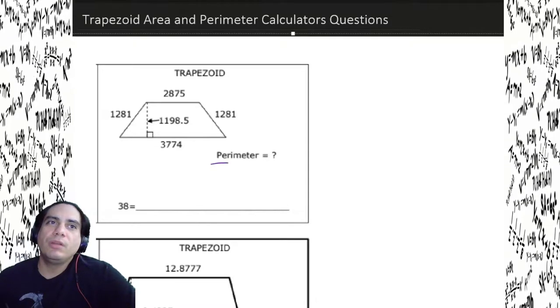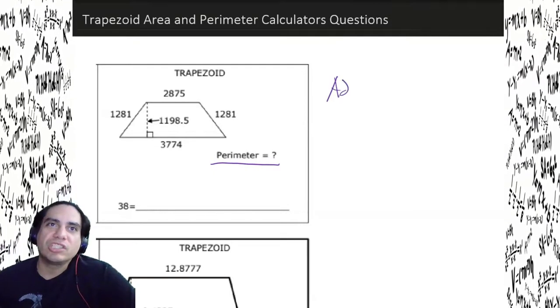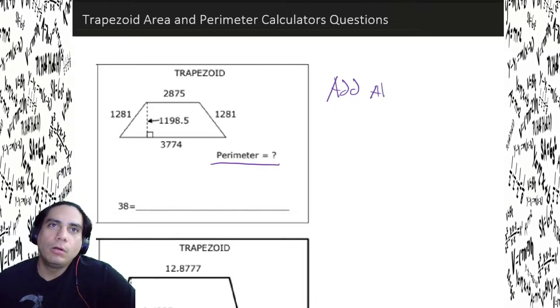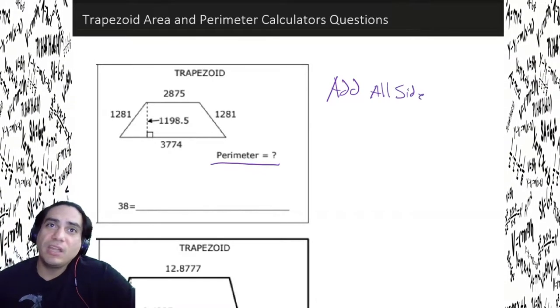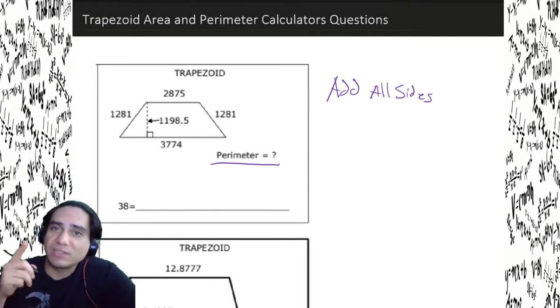So perimeter, the first thing we got to attack, perimeter. What we got to do with perimeter is just add all sides. Now be careful. We're talking about the sides here. We're not talking about the inside of this. We're talking about the sides.